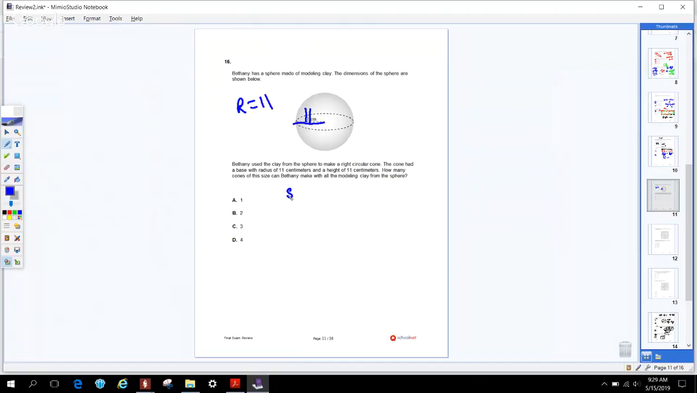So we know we're talking about a sphere. And the formula for a sphere is 4/3 times pi times the radius cubed. So really, the formula for this sphere is 4/3 times pi times 11 times 11 times 11.